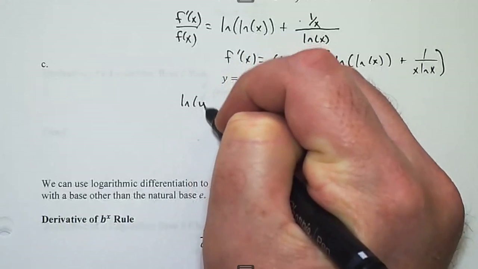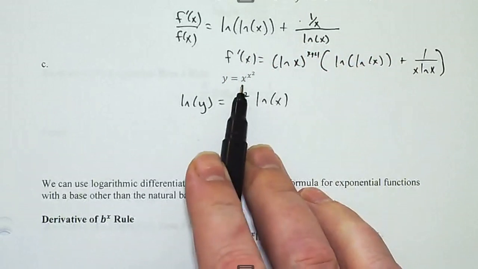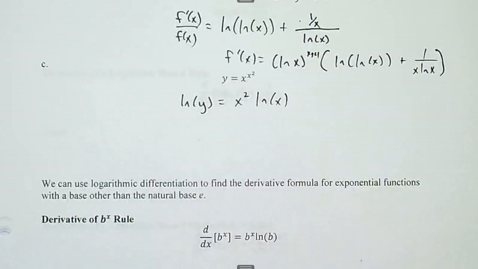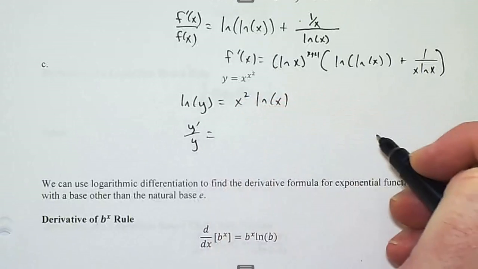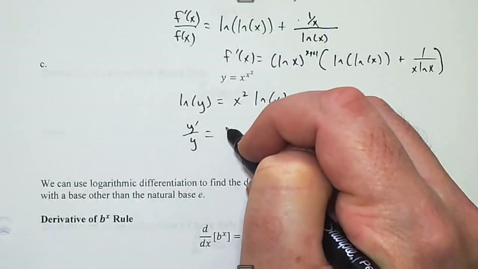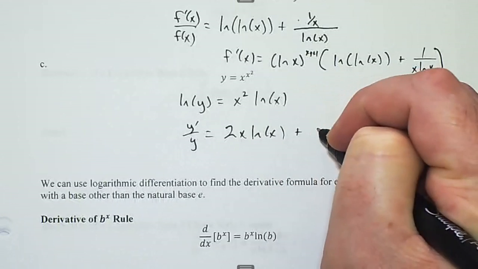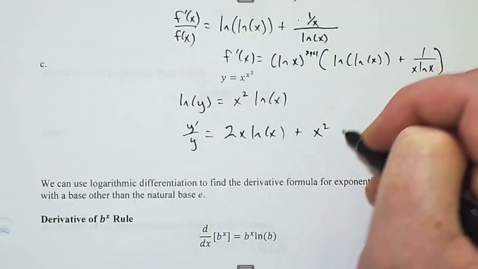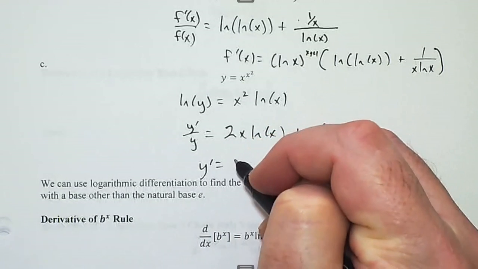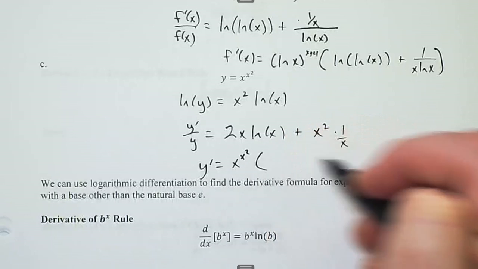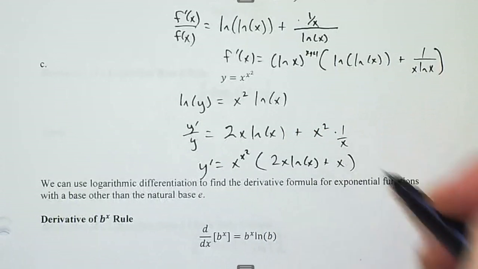So this is the natural log of y is equal to x squared times the natural log of x. Because when I take the natural log, I get to bring the exponent down in front. Now I'll take the derivative. I get y prime over y. We'll use the product rule. 2x natural log of x, derivative of the first times the second, plus the first times derivative of the second. And I'll multiply over the y, and the y was x to the x squared times this whole thing. 2x natural log of x plus just an x.